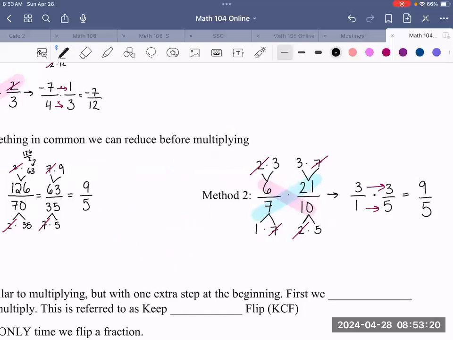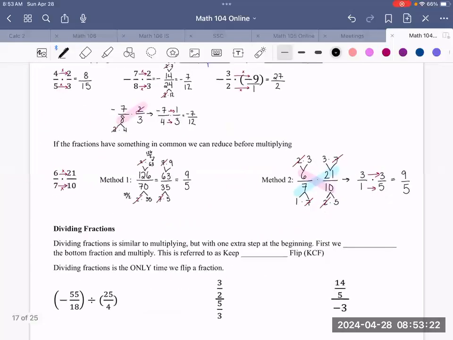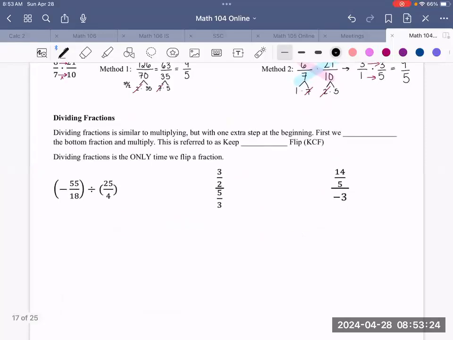And there you go. Now that's if we multiply fractions. Now let's take a look at dividing fractions. While it might look intimidating at first, dividing fractions is almost identical to multiplying fractions. There's just one added step. So dividing fractions is similar to multiplying, but with one extra step at the very beginning.